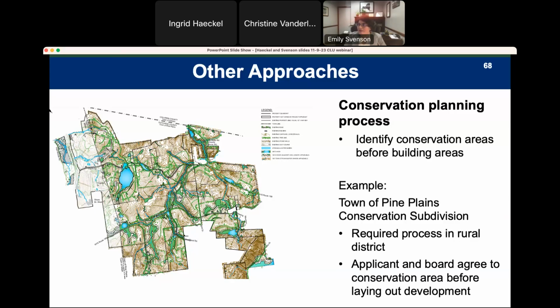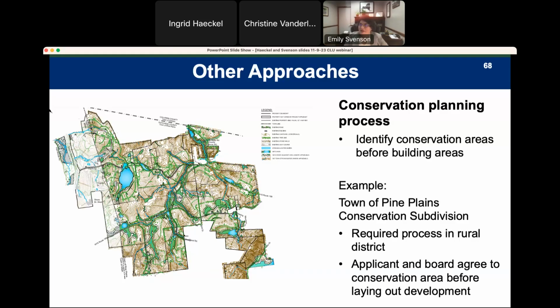So this example is from the town of Pine Plains. Their conservation subdivision process actually is required in rural districts. Sometimes conservation subdivision is an option, but in the town of Pine Plains, it's a required process in the rural zoning district. And what they require is that the applicant and the board have to agree to the conservation area before laying out the development.